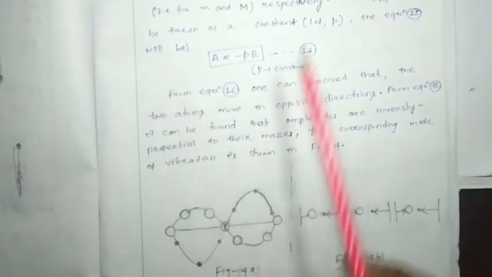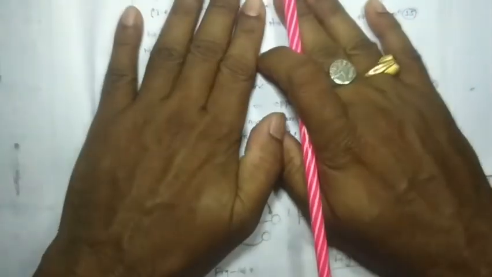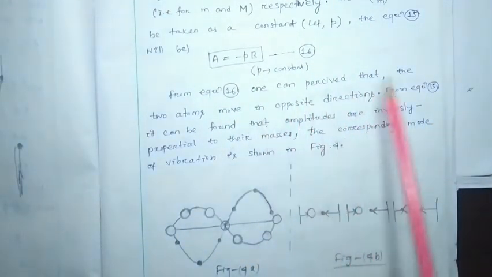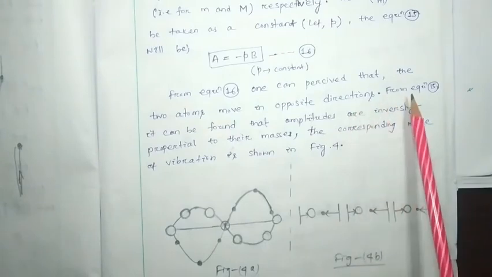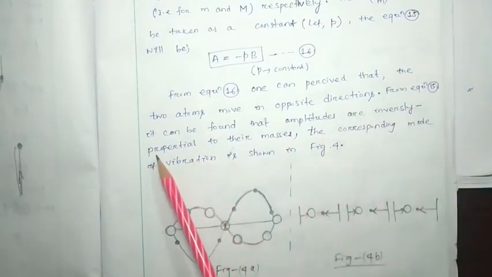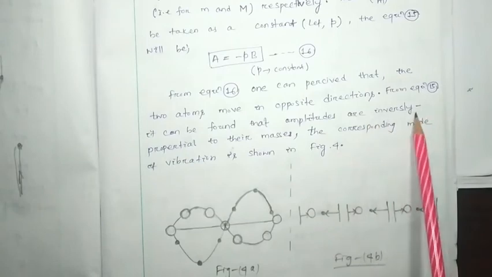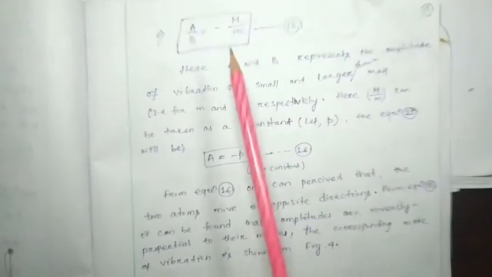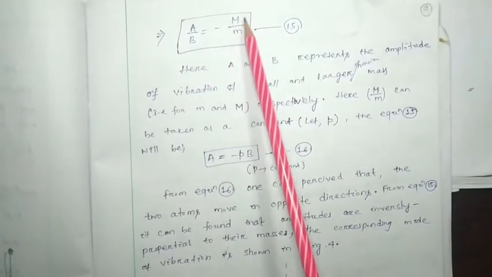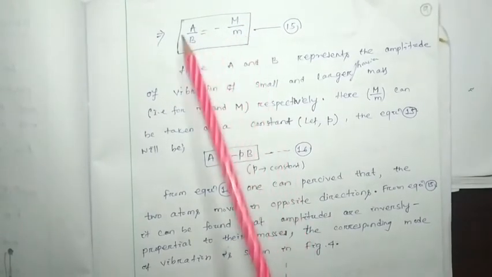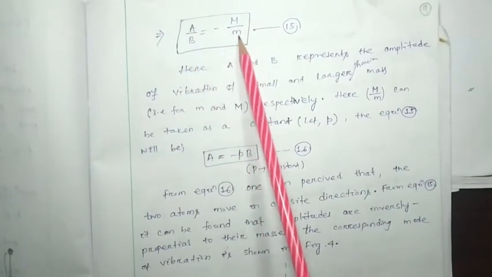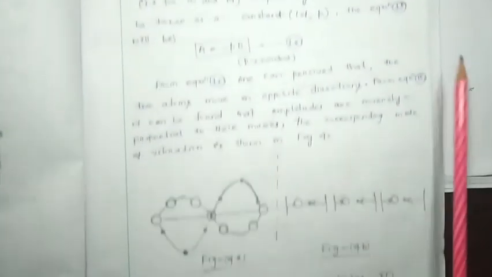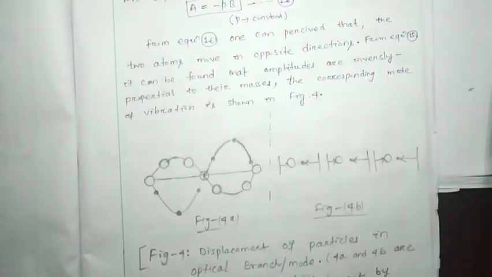So here, if you pause the video, this is the note you have to write. From equation number 16 one can perceive that the two atoms move in opposite directions. From equation number 15 it can be found that amplitudes are inversely proportional to their masses. See, suppose I take M as constant. Directly you can see amplitude is inversely proportional to its mass. That means if the mass is increased, the amplitude is decreased.